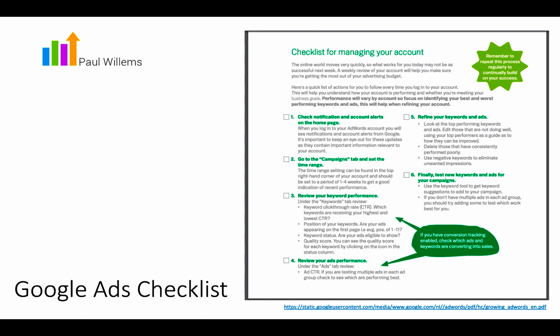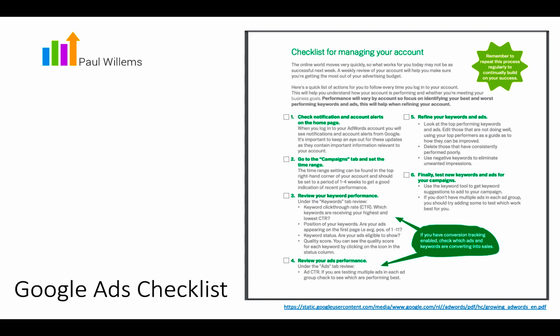What we discussed before, review your keywords performance and review your ads performance. A little bit an advanced thing is if you have conversion tracking enabled, check which ads and keywords lead to conversion. So it is possible, especially when you have a web shop, to say, okay, when I do a sale, I can track it down to my ads. This is something you should do if you have a web shop.